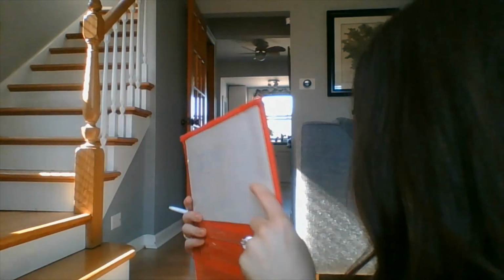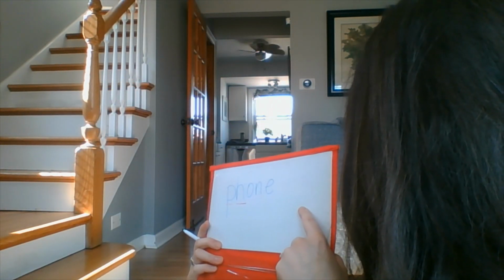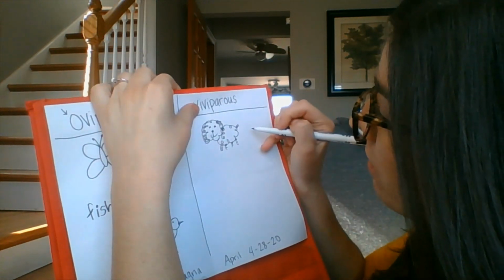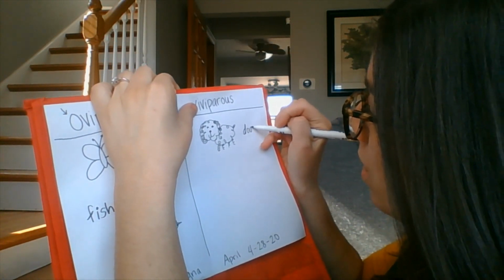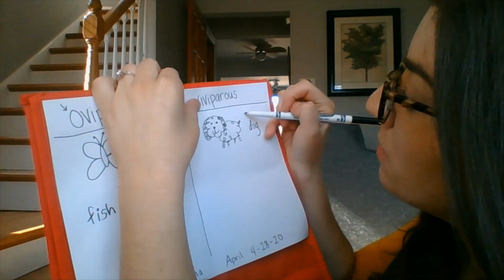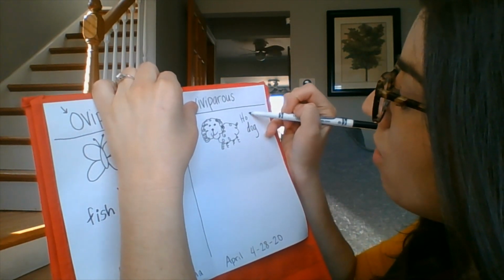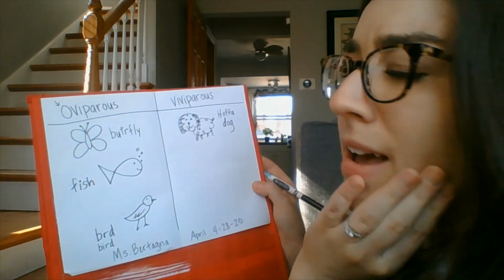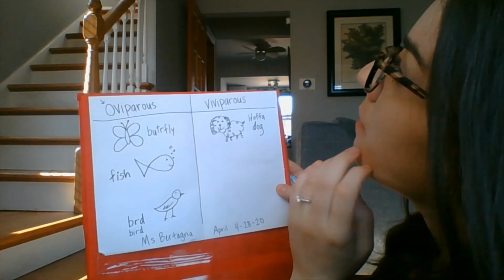Hoffa, do you like this picture of you? I think he likes it. So now I could write dog, and I know how to write dog, D-O-G. I can also label it with Hoffa's name, H-O-F-F-A. All right, so now I have to think of some other creatures that are viviparous.